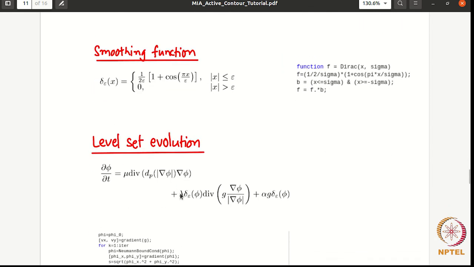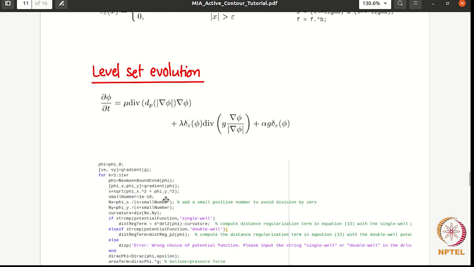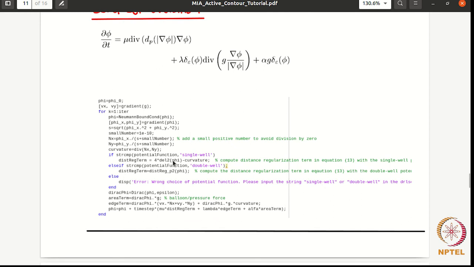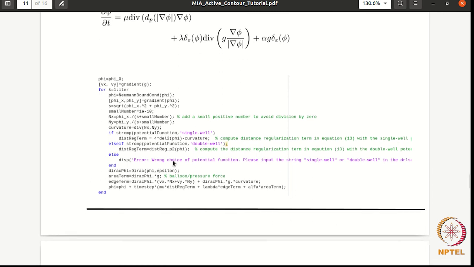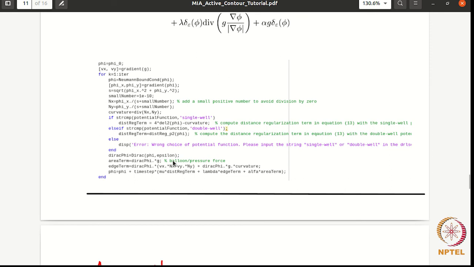Then the level set evolution equation has some additional terms, this alpha, this mu. So you can see this is the equation. You can maybe put lambda equal to 0, or simply turn off some of the forces, and you will get a simpler model also, and you can check whether it is performing well or not, right? So this is the MATLAB code.